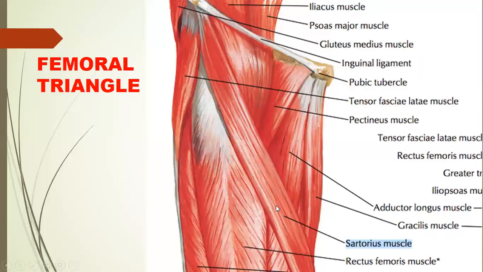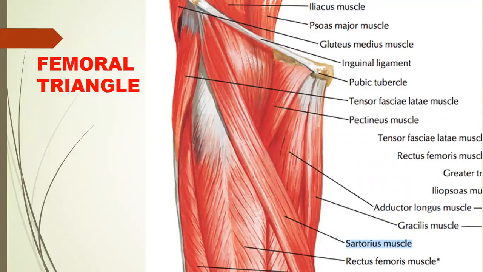Where lies the apex? Where the medial and lateral borders join with each other. So this is the triangle. This is the apex of the triangle. This one is the base of the triangle. This one is the medial border of the triangle, and this one is the lateral border of the triangle. So this triangular depression is present in the upper one third of the thigh, slightly on the medial side.